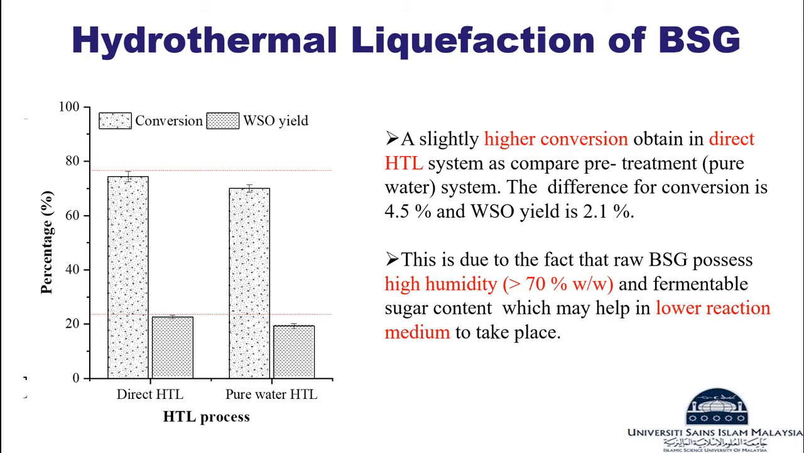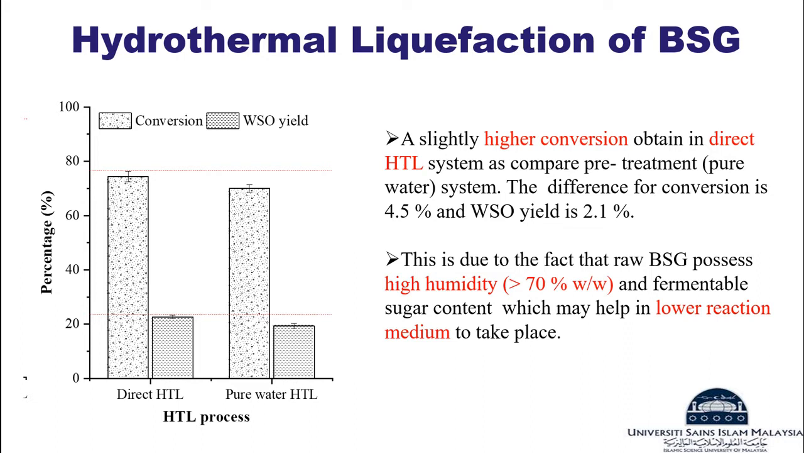To have a look at how the moisture content in the BSG affects the hydrothermal liquefaction, we compare two different systems: direct HCl versus pre-treatment. All the parameters are the same except one of the BSG was dried up, and in the other system the raw BSG was directly introduced.